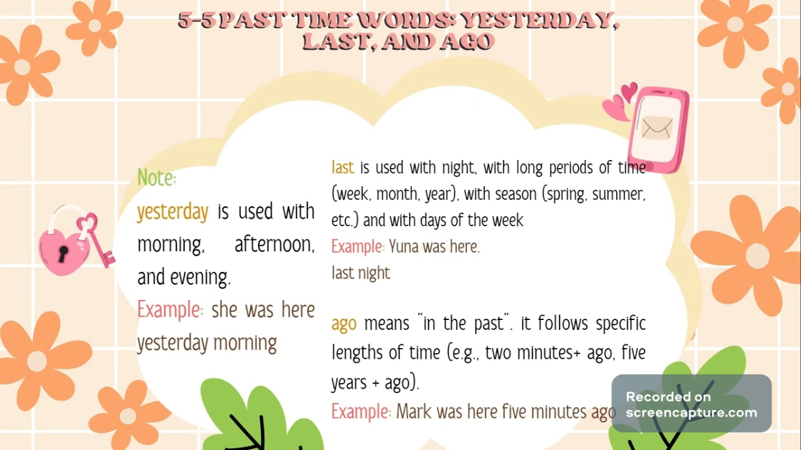Ago means in the past. It follows specific lengths of time. Example, 2 minutes ago, 5 years ago. Example, Mark was here 5 minutes ago.